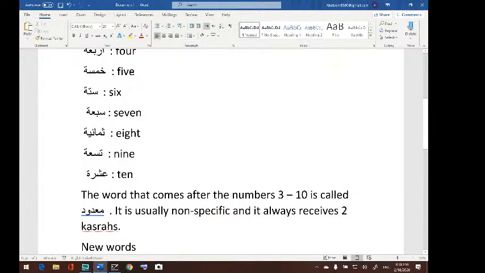The word that comes after the numbers 3 to 10, excluding 1 and 2, is called ma'dud. Ma'dud in Arabic means the counted thing, the thing being counted. So adad means number, and ma'dud means the thing you are counting. Ma'dud: mim, ayn, dal, waw, dal. The ma'dud is usually non-specific and it always receives 2 kasras.